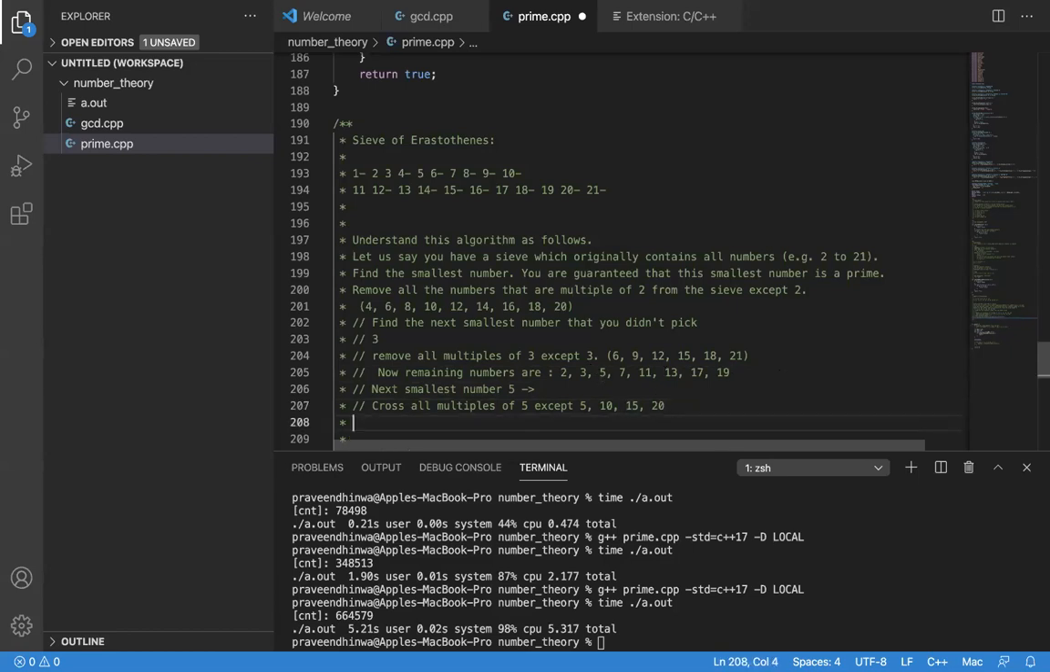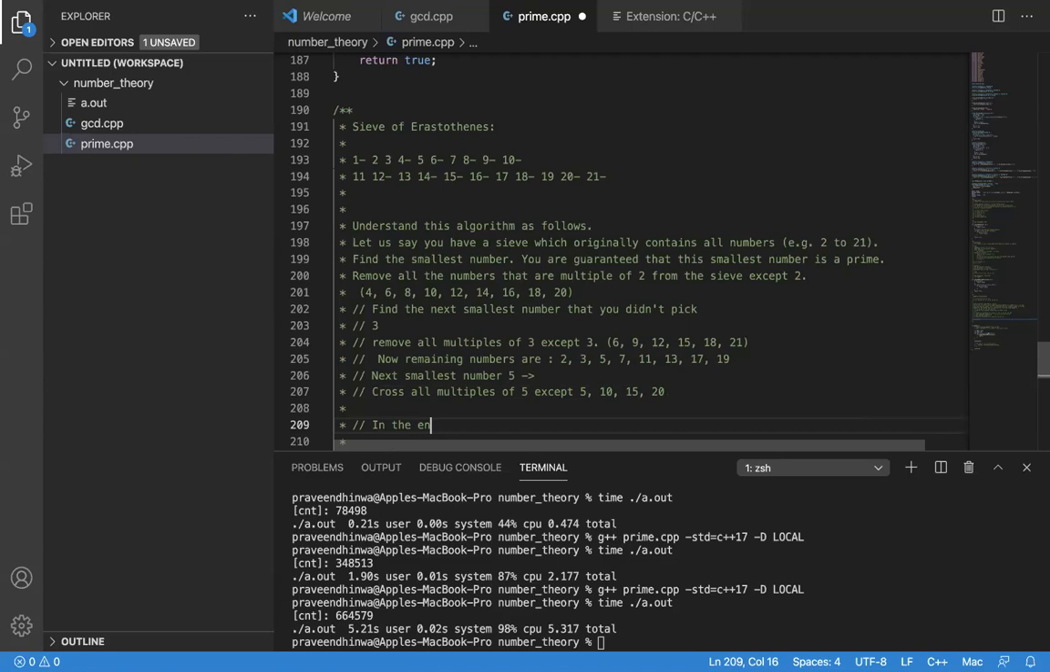So similarly, now you will try with 7. Remove all multiples of 7. So you will see that all multiples of 7 are already removed. So in the end, whatever is remaining in your sieve is just the prime numbers.